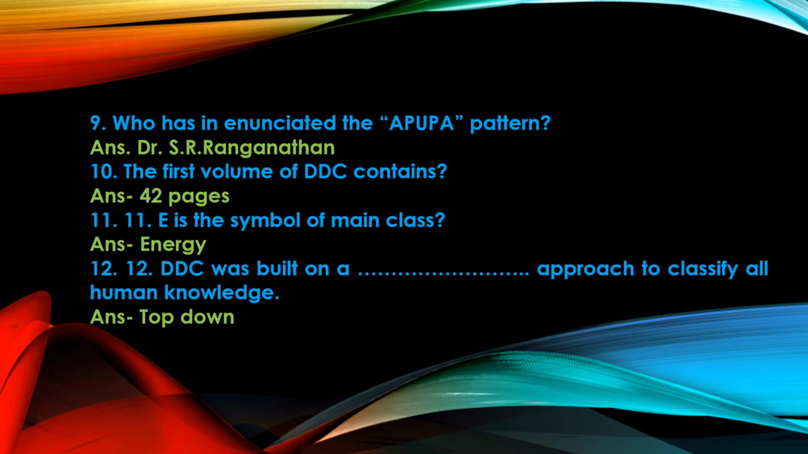Who has enunciated the APUPA pattern? Dr. S.R. Ranganathan. The first volume of DDC contains 42 pages. E is the symbol of main class, that is energy. DDC was built on a task approach to classify all human knowledge. Answer: top down.